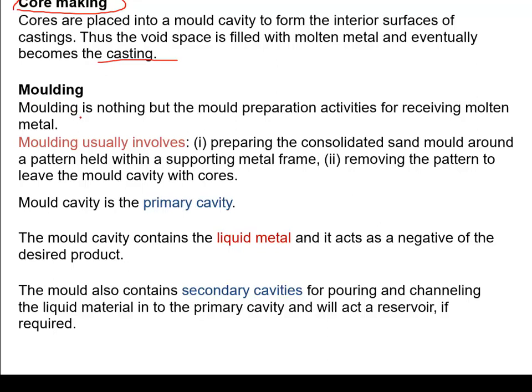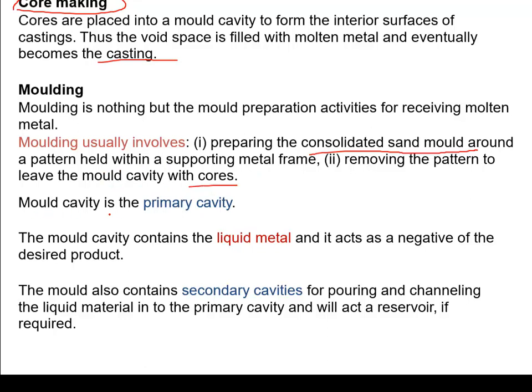Next is molding. Molding is nothing but the mold preparation activities for receiving molten metal. The molten metal will be given to the mold cavity, so before that there must be a solid part of sand. This sand will be used for making the mold. Molding usually involves preparing the consolidated, meaning completely packed, sand mold around a pattern held within a supporting metal frame, and removing the pattern to leave the mold cavity with the cores. The cores will be there in the cavity.